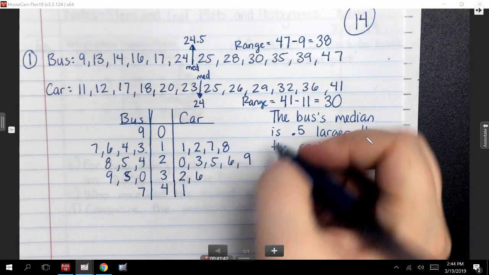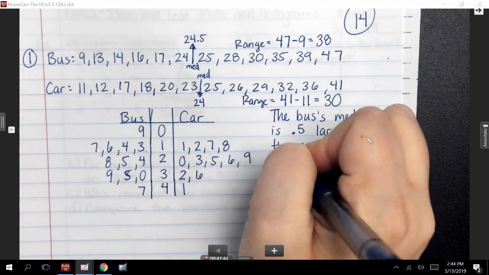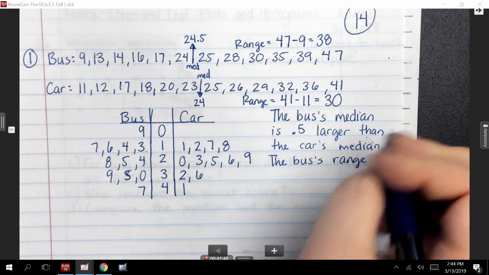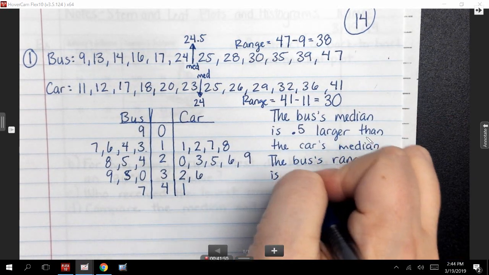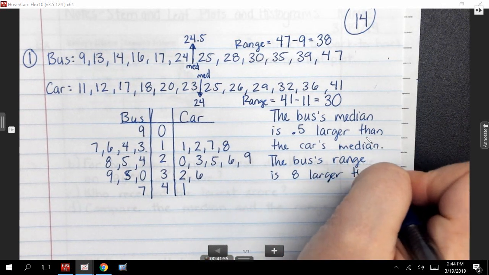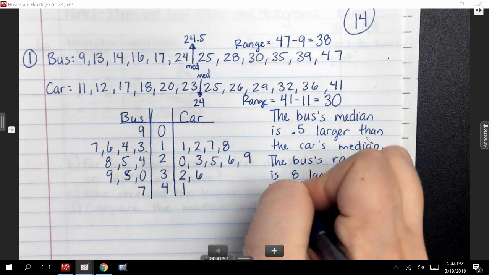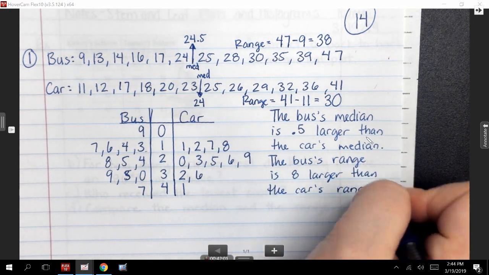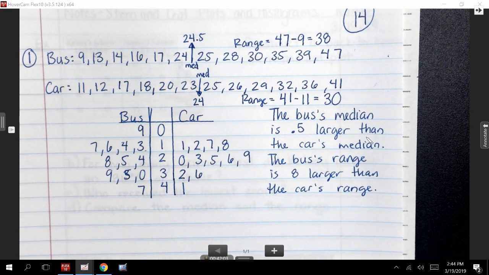The bus's range is 8 bigger than the car's range. The bus's range is 8 larger than the car's range. Hayden, is it okay if I said the car's range is 8 less than the bus's range? Yes, the car's range is 8 less than the bus's range. Okay.